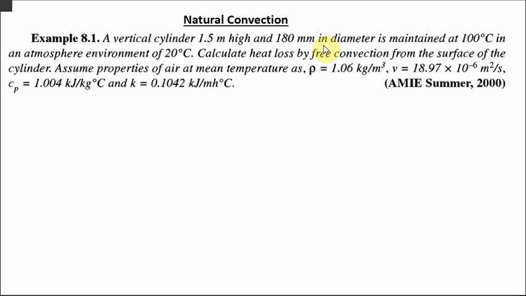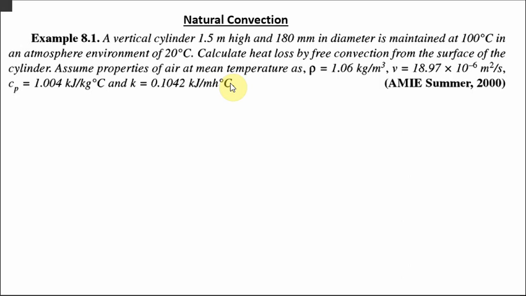Assume properties of air at mean temperature as rho equal to 1.06 kilogram per meter cube, and nu, Cp and k are also given. So it's a vertical cylinder at a temperature of 100 degrees Celsius. Because of that high temperature, heat is flowing from the cylinder to the atmosphere, and it is natural convection. There is no external flow of fluid, and the velocity is not given. So it's a natural convection problem.